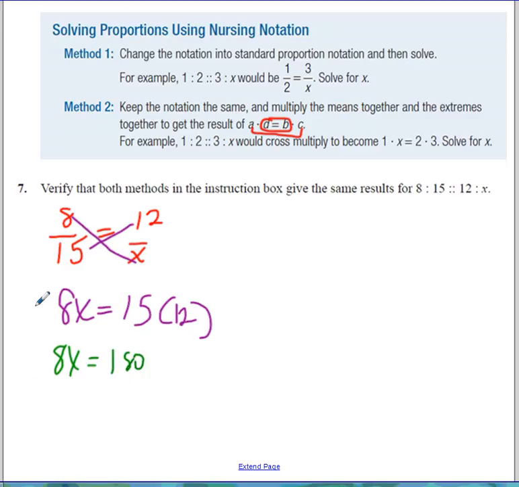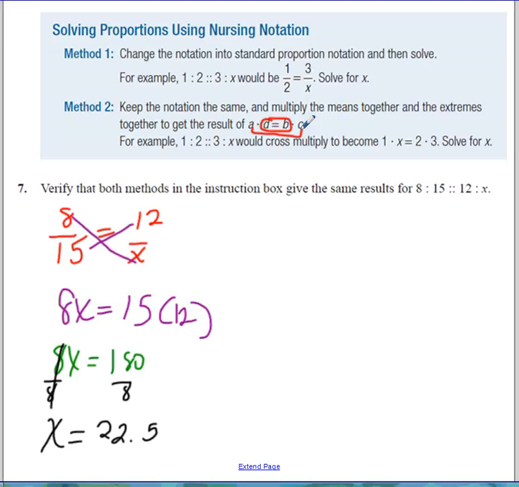And our last step is to divide by that coefficient, so that 8. And so that takes care of the 8 on the left to leave us only an x. And we can divide to get 22.5.